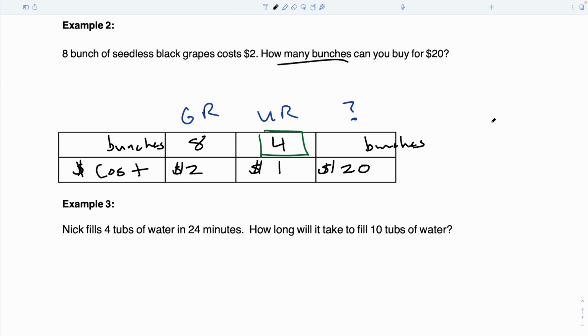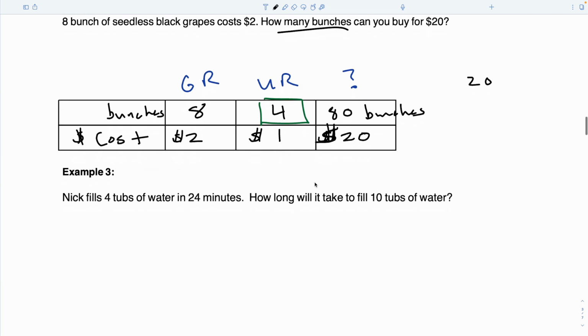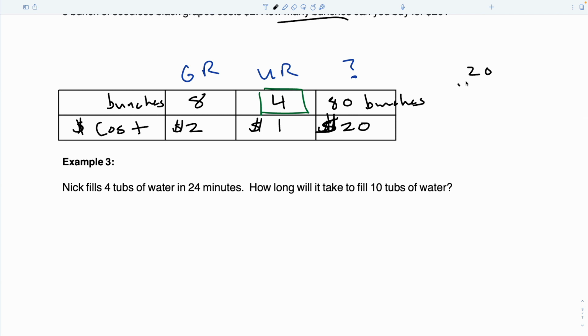That is a whole lot of bunches. For $20? I know, I was just making random problems. Yes. 20 times 4 is 80. Sorry. Better luck next time. 80 bunches is the answer.